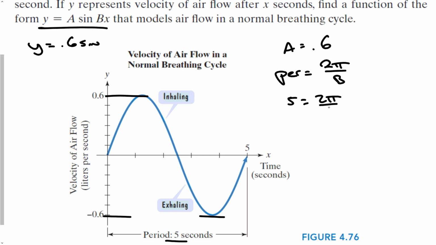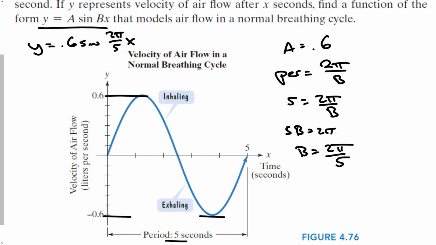So 5 equals 2 pi over B. Multiply both sides by B, so 5B is equal to 2 pi. Divide out the 5, and B is equal to 2 pi over 5. So here is my formula, and it is pretty simple to get a sine graph from the function.